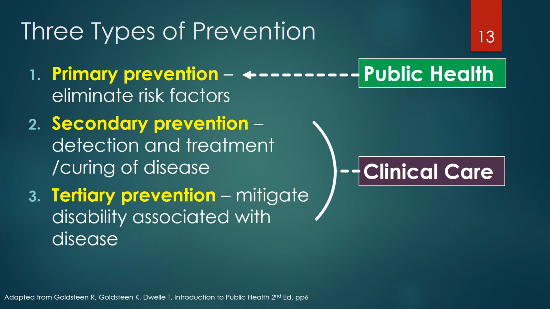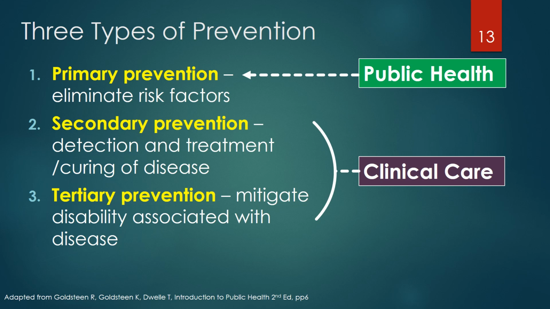Primary prevention also includes promoting healthy behaviors, such as using automobile seat belts, protecting skin from ultraviolet light, and refraining from smoking. Public health is the only health profession with the primary mission of primary prevention.